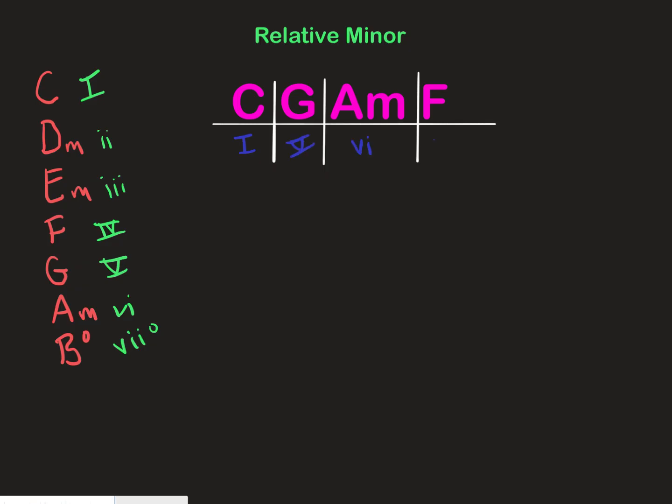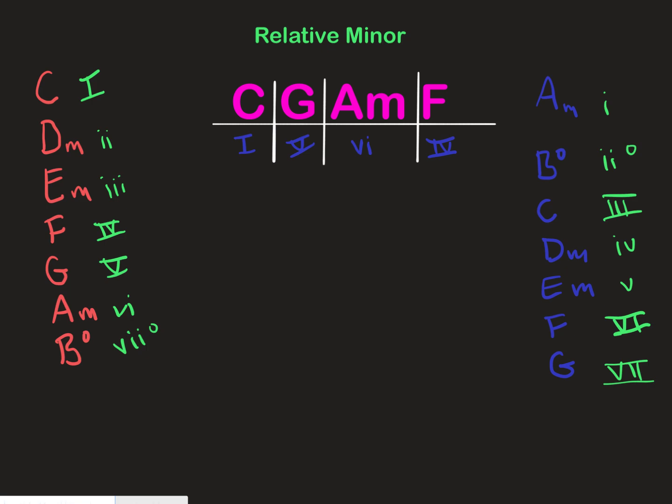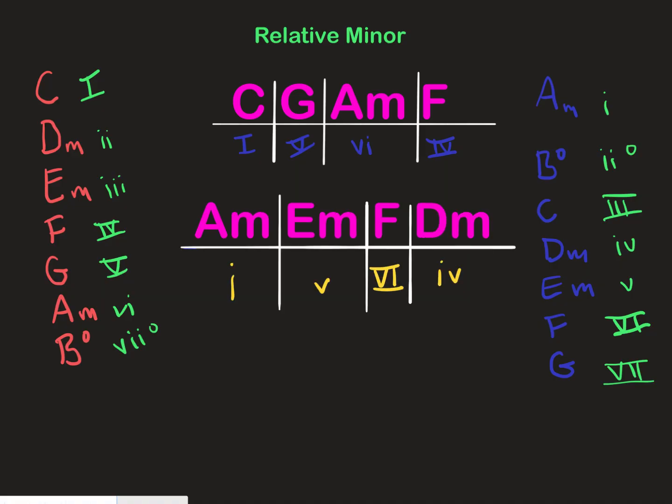Now let's reorganize this so it's A minor. A minor becomes the 1, E minor becomes the 5, F becomes the 6, D minor becomes the 4, if we choose to make it natural minor. Or A minor becomes the 1, E major becomes the 5, F becomes the 6, and D minor becomes the 4 in the case of harmonic minor.